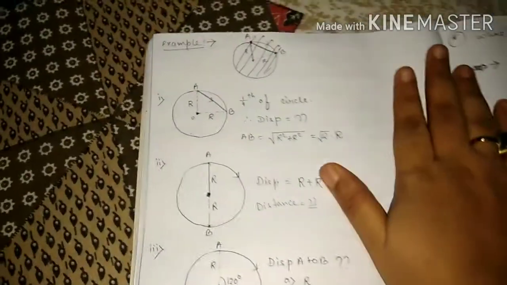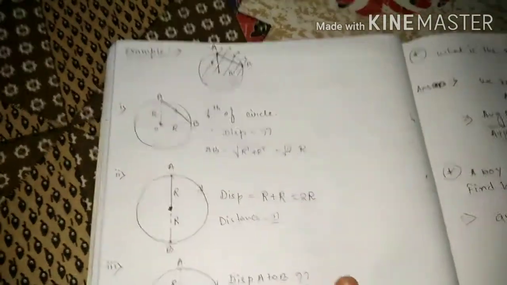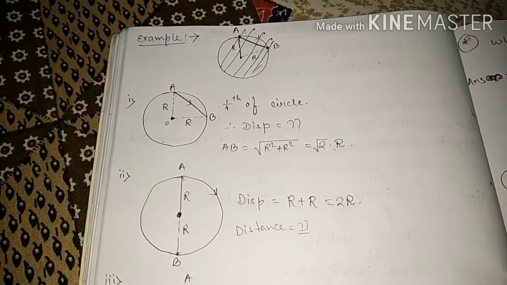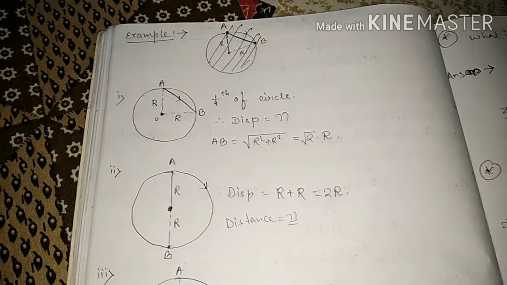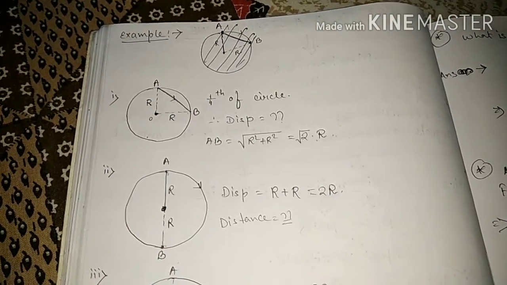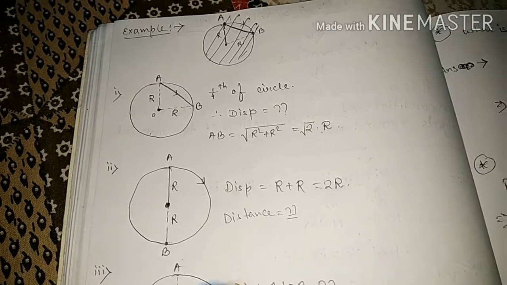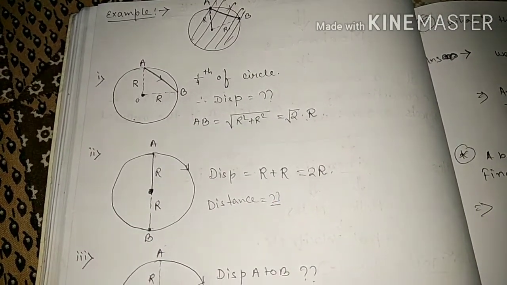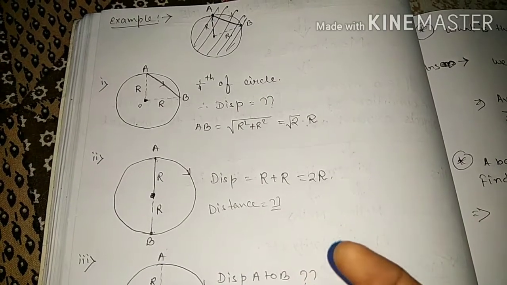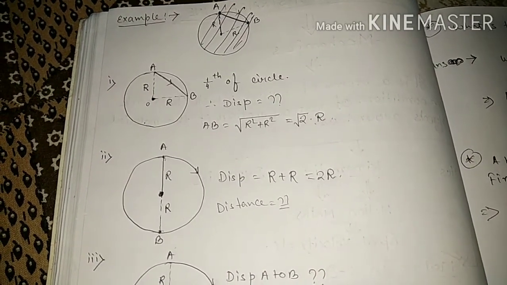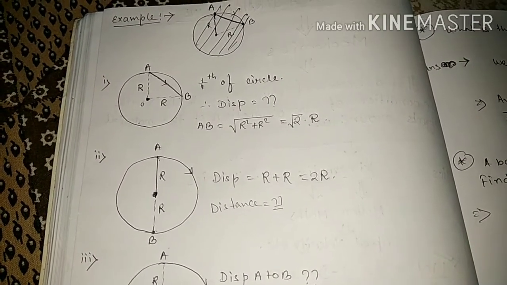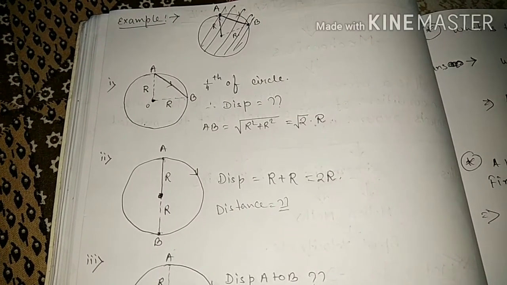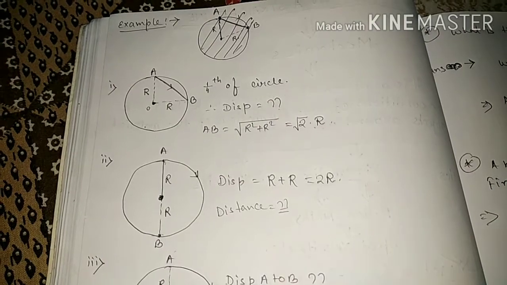In a circular path, an object starts moving from A to B. That is 1/4 of the circle, and the radius of the circle is R. So what is the displacement? If we join with a dotted line, it is a right angle triangle. We know that AB is the hypotenuse, and hypotenuse equals root of perpendicular square plus base square. So R square plus R square. So the displacement AB equals root 2 into R.